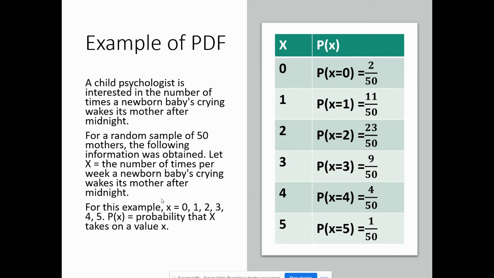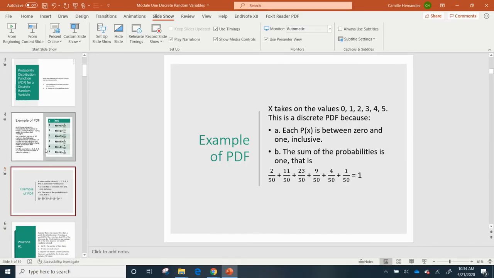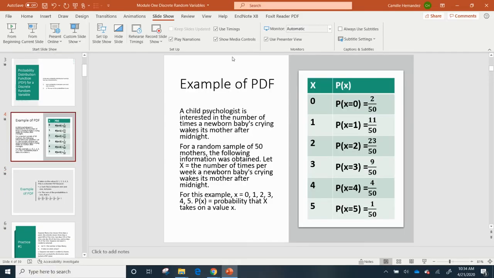All right, and so let me keep going. Again, the values were 0, 1, 2, 3, 4, or 5, and it's a discrete PDF because each P of x is between 0 and 1. And if we go back, let me show you. So this was the results they got.